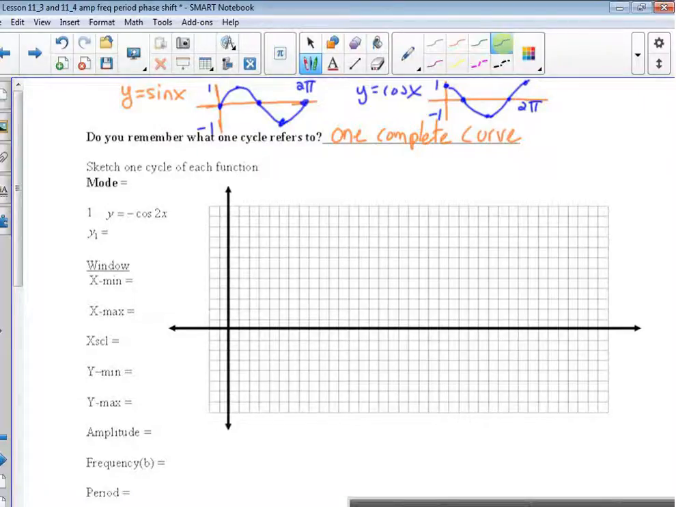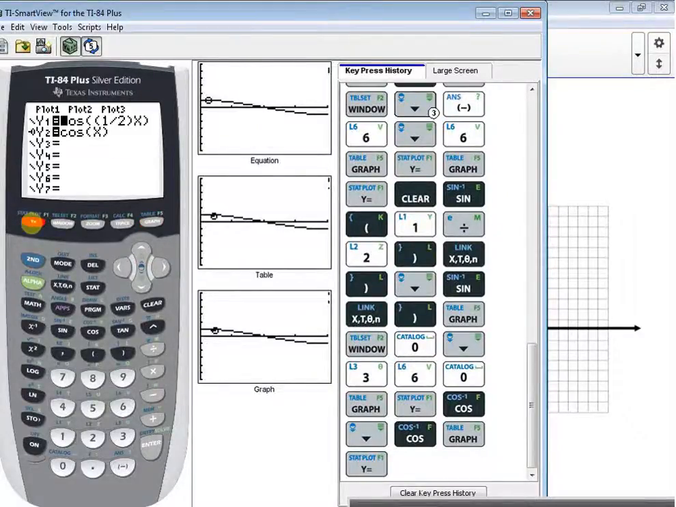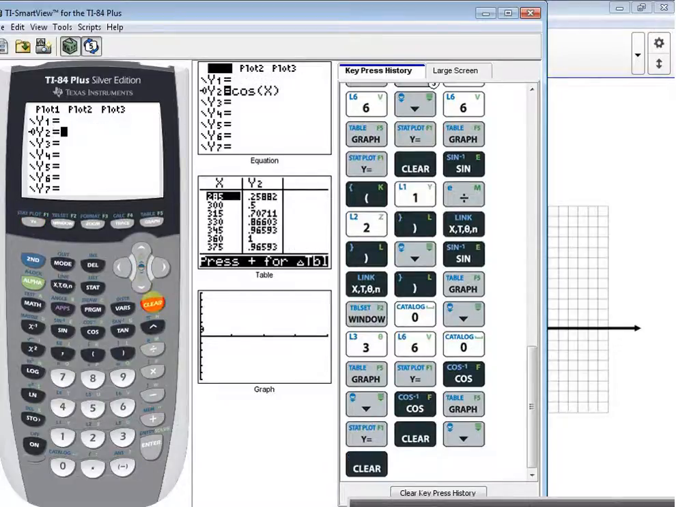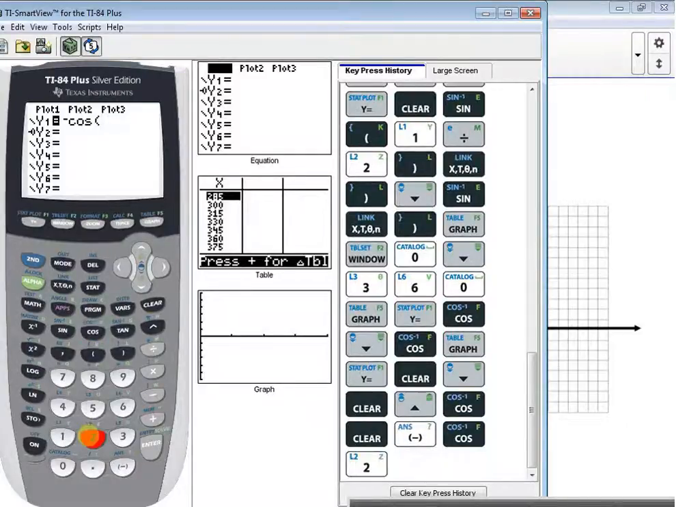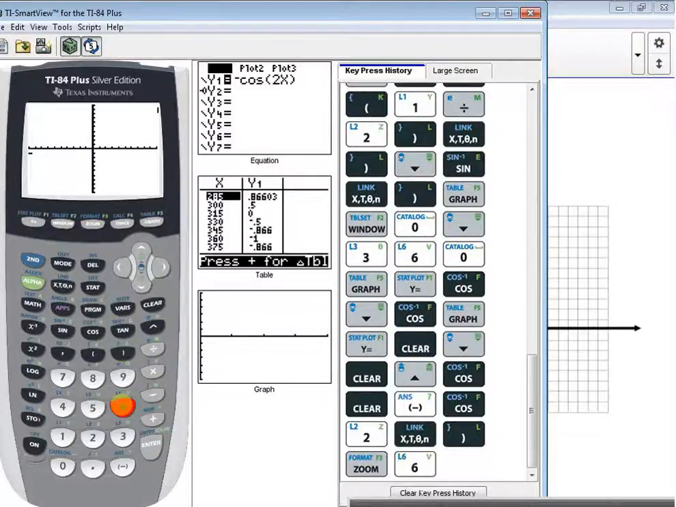So we're going to graph 1 cycle of each function. We should be in degree mode. And in y1, we're going to put negative cosine. The parentheses is going to come up, and we'll put 2x in there. So look at 1 complete cycle. So go to your window. So I have negative cos 2x. And I'll just hit zoom 6 for now. And I just need 1 complete cycle.